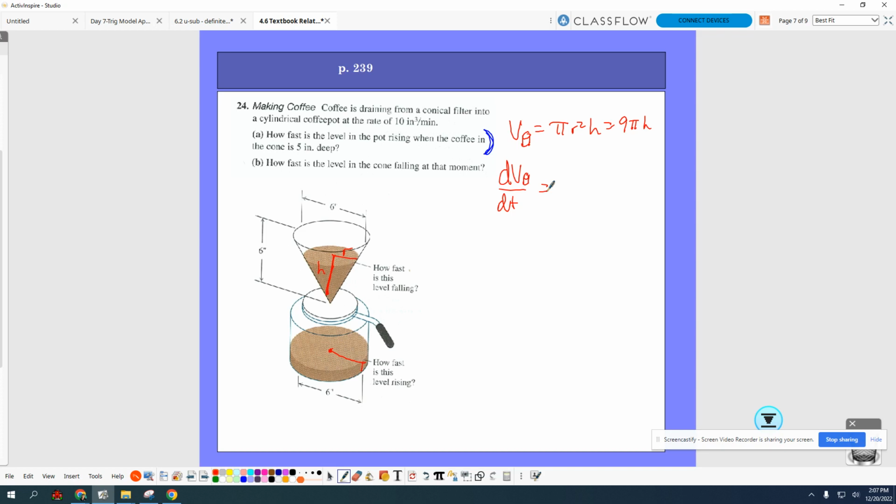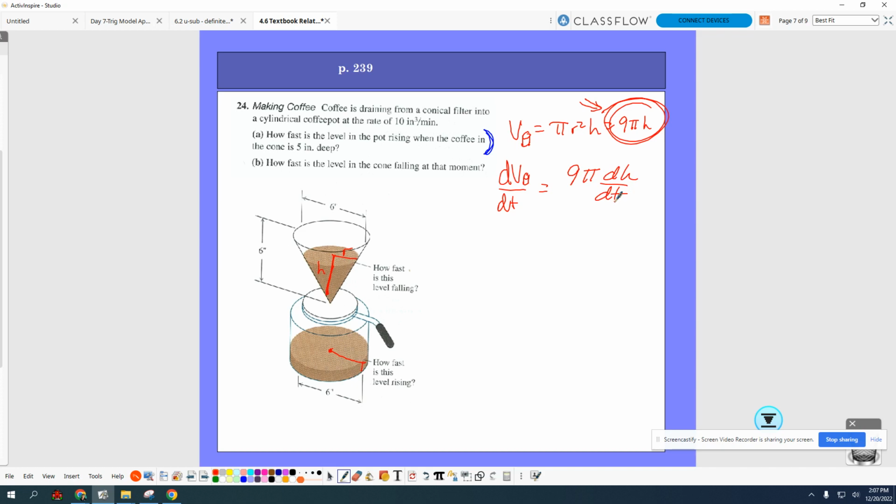Where are you getting the 2 from? Careful. I was told I'm allowed to plug in 3 for the radius because it's not changing. So I don't need to multiply by the power on this one. Now that we've swapped out R for its number value, what's the derivative of 9 pi h with respect to time? 9 pi dh dt.